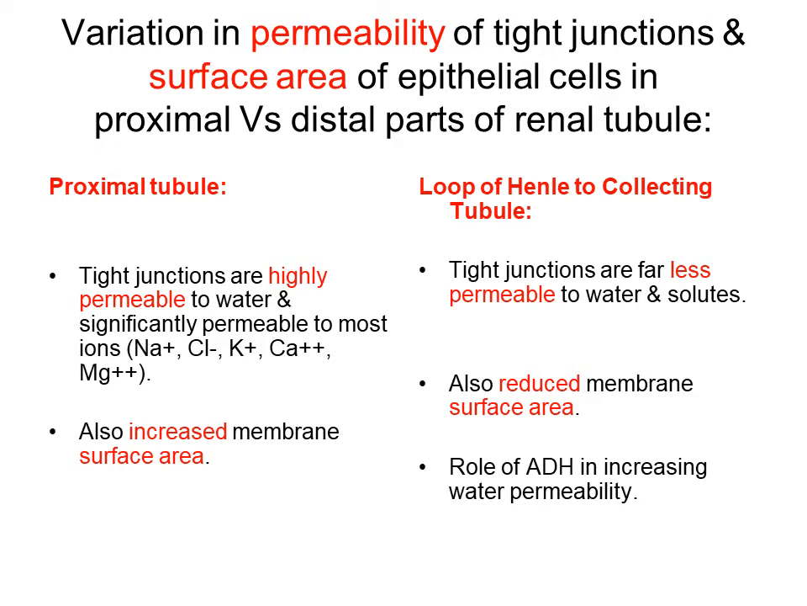In the more distal parts of the nephron, however, especially beginning in the loop of Henle and extending all the way to the collecting tubule, the tight junctions have become far less permeable to water and solutes, and the epithelial cells also have a greatly decreased membrane surface area. So water cannot move easily across the tight junctions of the tubular membrane by osmosis. However, antidiuretic hormone greatly increases the water permeability in the distal and the collecting tubules.